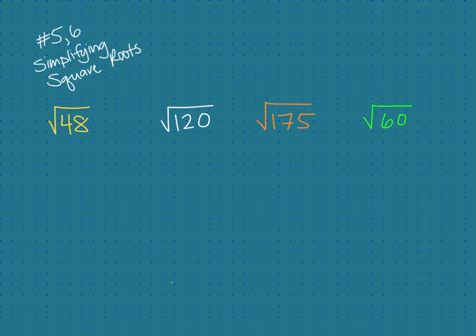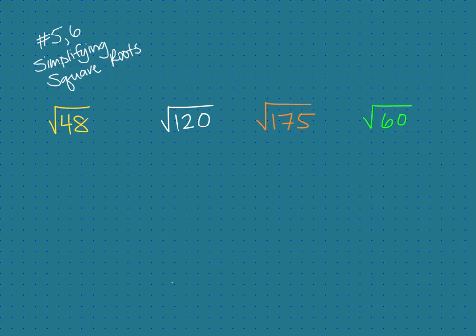Problems 5 and 6 both deal with simplifying square roots. They will be this simple. Just simplify them. So you do need to have a good understanding of what your perfect squares are. You can have them all written down somewhere. That's a good idea. All right, none of these numbers under here are perfect squares, so we have to simplify them by breaking them down.